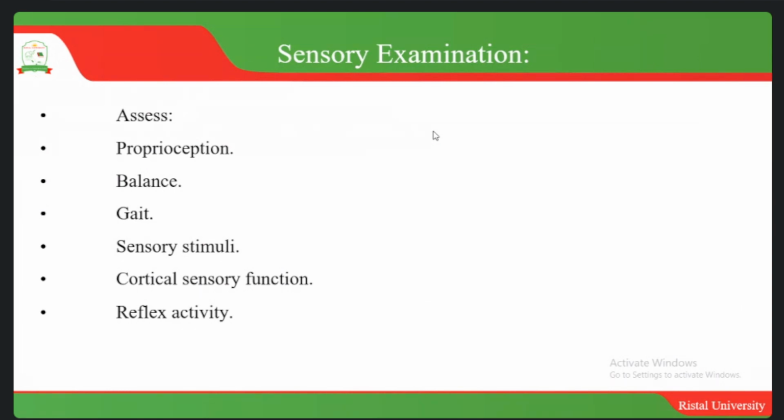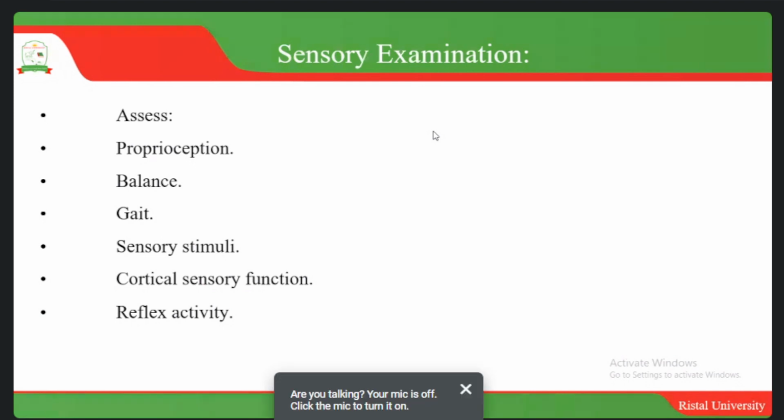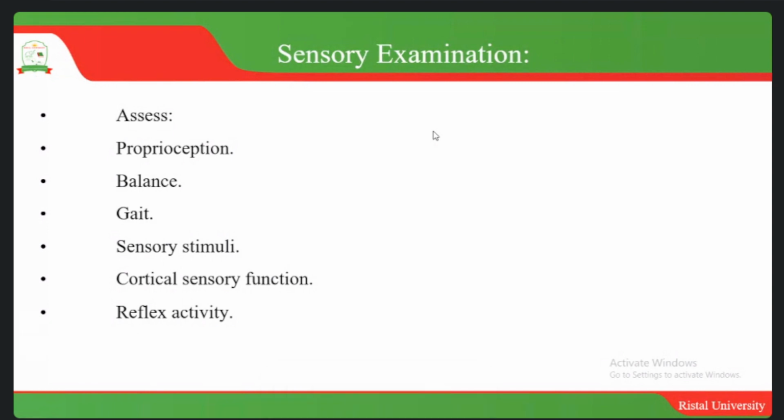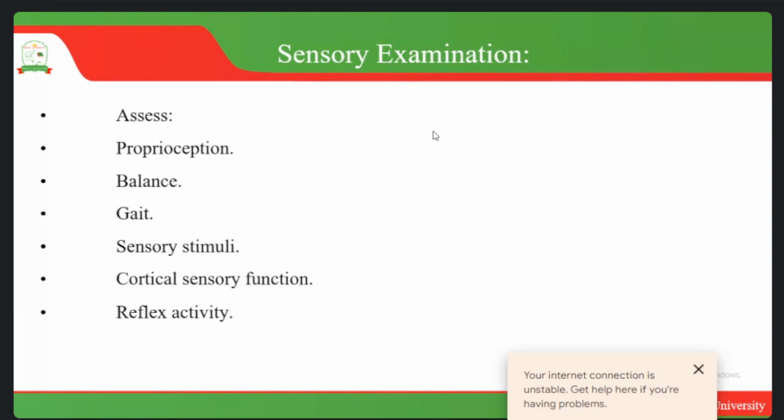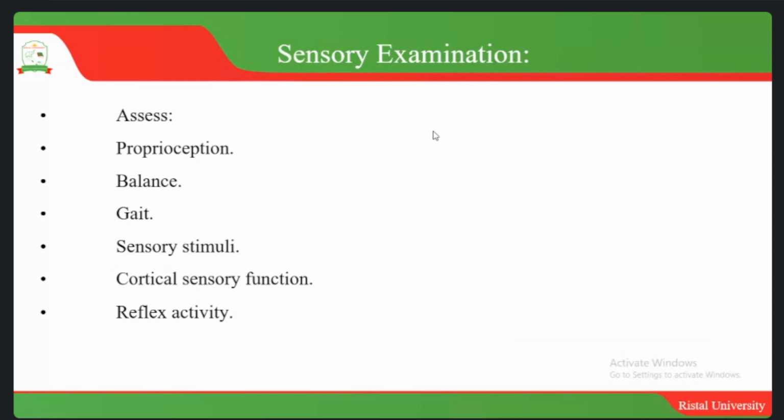So sometimes those are the sensory sensations that we need to actually also assess whether they are able to understand any stimuli in relation to those sensory organs or systems. Then the cortical sensory function, you also have to look at that as we assess our patients. Then reflex activities. We understand some of the reflex activities like the gripping and so forth.